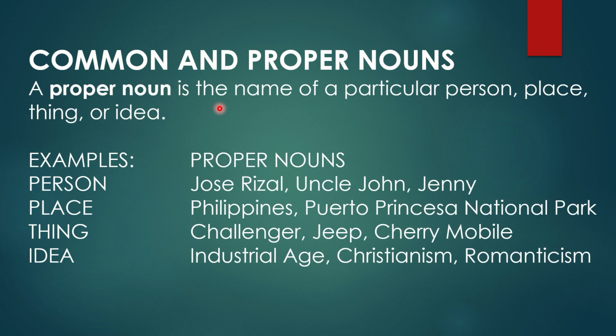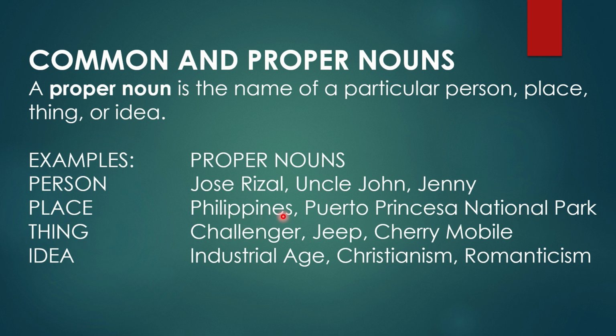What about the proper noun? A proper noun is the name of a particular person. There's a specified name for a person, place, thing, or an idea. Examples of proper nouns for a person: Jose Rizal, Uncle John, and Jenny. These are the names. Please don't forget, this is a particular person. So we're not talking about just an uncle. It's a known uncle and a particular one, which is Uncle John.